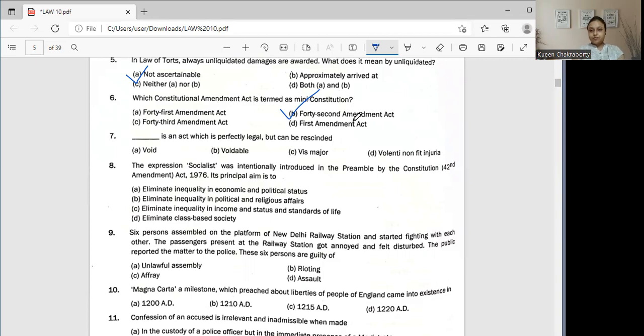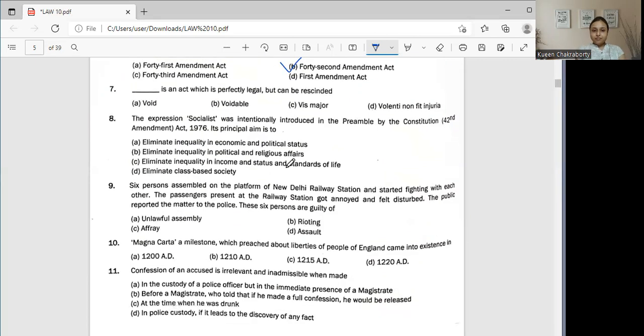Moving to question number 7. Dash is an act which is perfectly legal but can be rescinded. Option A, void. Option B, voidable. Option C, vis major. Option D, volenti non fit injuria. So which is the correct option of question number 7? I guess you all have identified by this time that it is option B, voidable. Voidable is an act which is perfectly legal but can be rescinded.